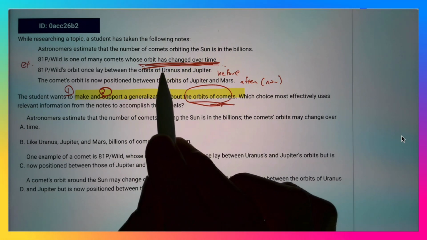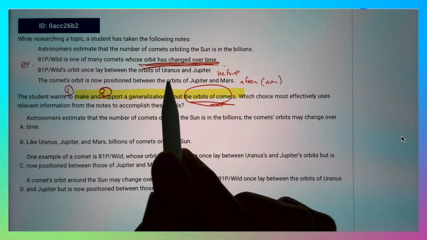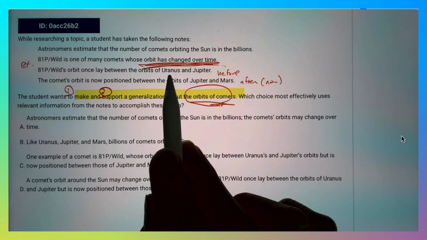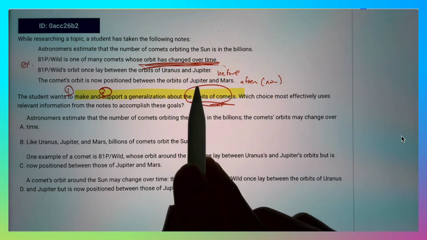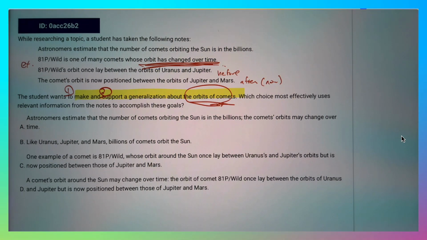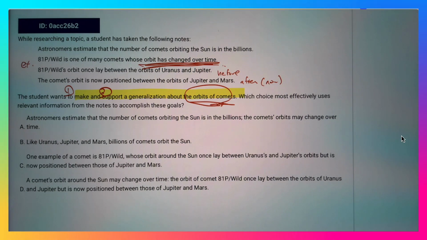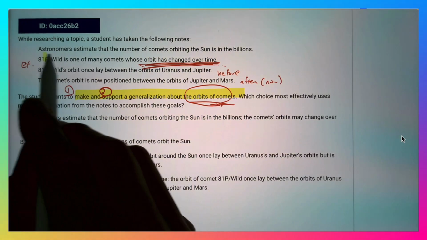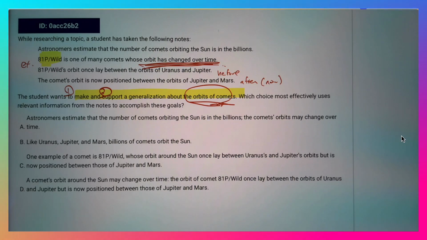So what was once between, or this specific comet was in the orbit between Uranus and Jupiter. Now it's in between Jupiter and Mars. Okay, so we want to say that in general, these orbits that go around the sun do change over time. So we need to talk about that, their change. And they want us to support that, which means that we also need to mention the 81P Wild.